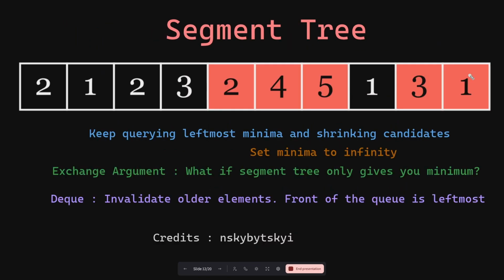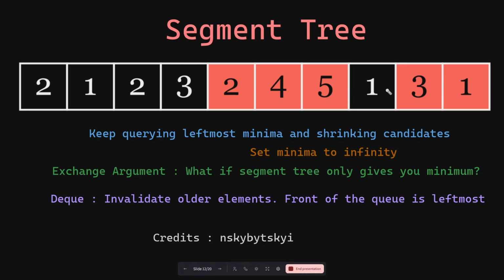You can also solve this problem using a segment tree. Notice that we are interested in the leftmost minimum candidate in this prefix. So if you have a segment tree that gives you the minimum of a subarray as well as the leftmost occurrence of that minimum, then you are done. You can query the segment tree. Suppose this is the minimum. You will take this element in your answer and then you need to invalidate all its future copies.